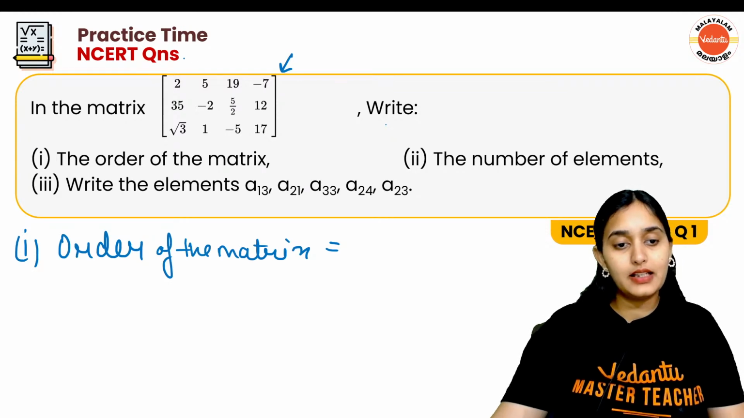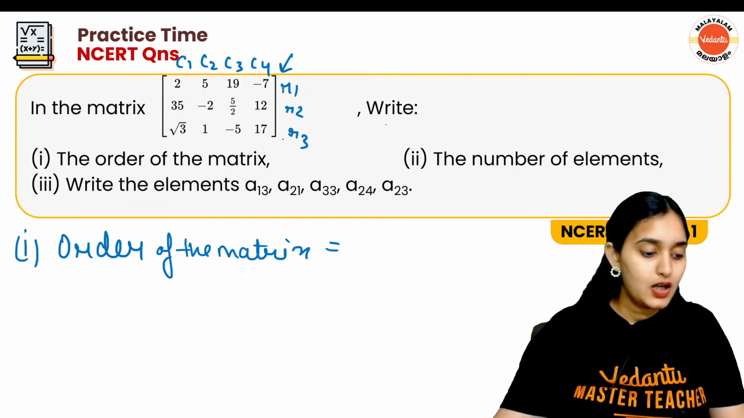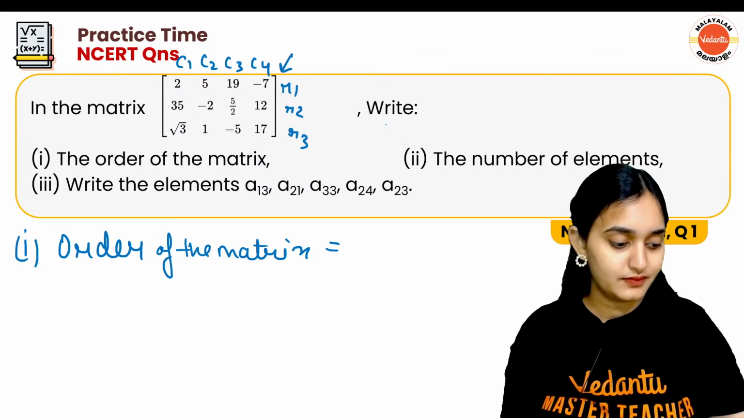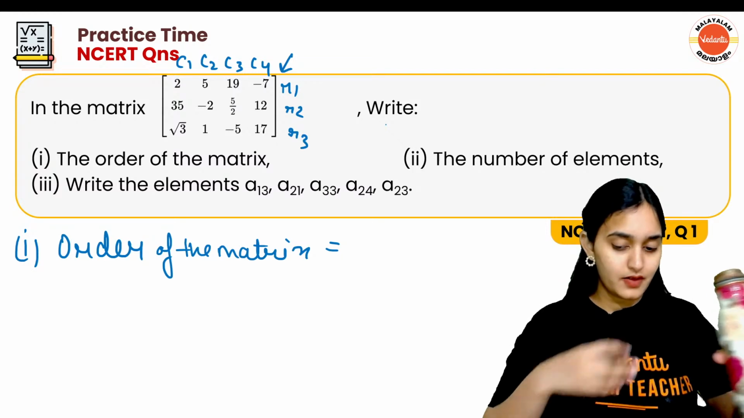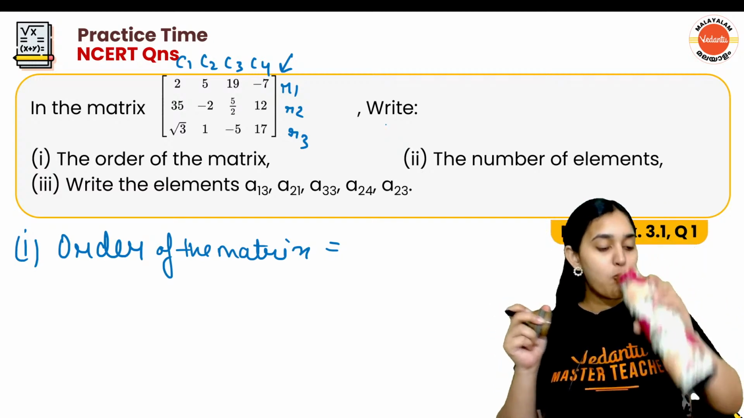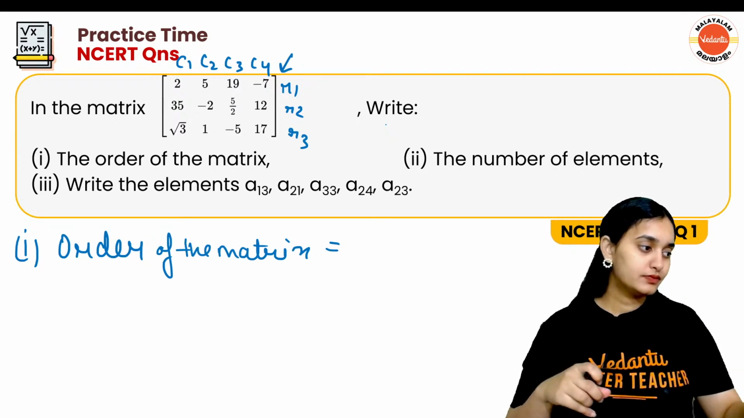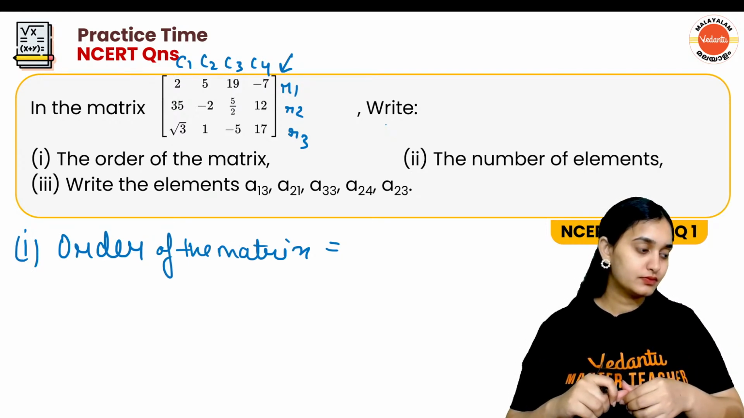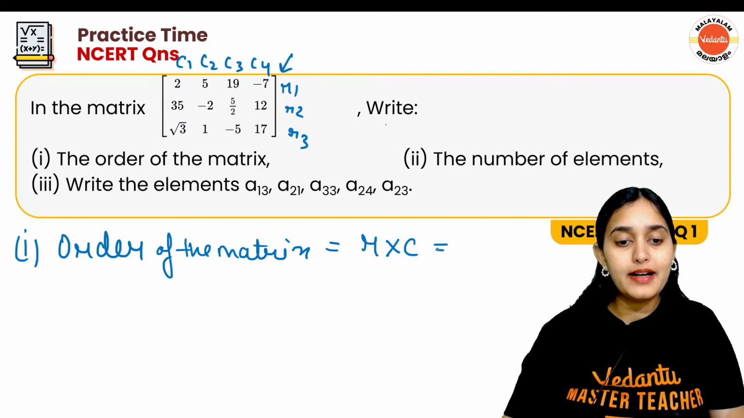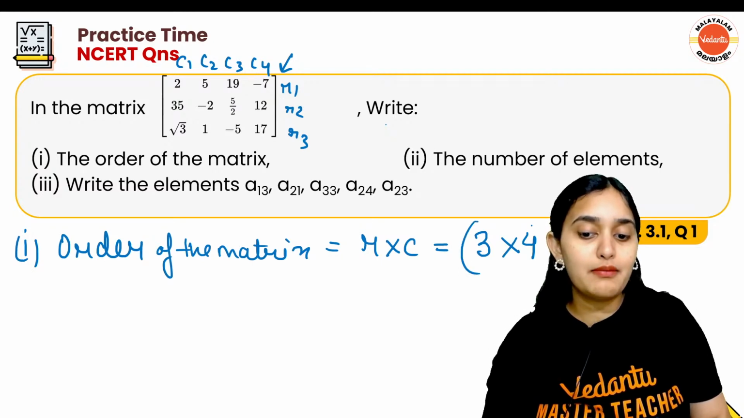Let's see who answers it correctly. Column 1, column 2, column 3, column 4. Row 1, row 2, row 3. What is the order of the matrix? Come on. Tell me. It's very simple. Row by column. 3 rows, 4 columns. That's your answer. 3 by 4.